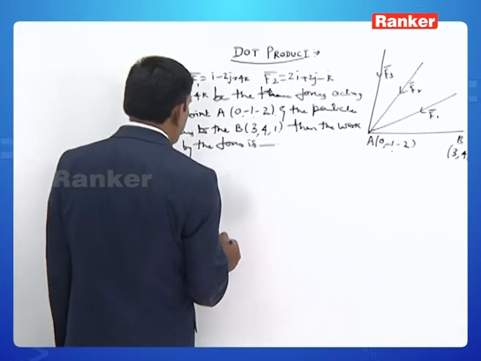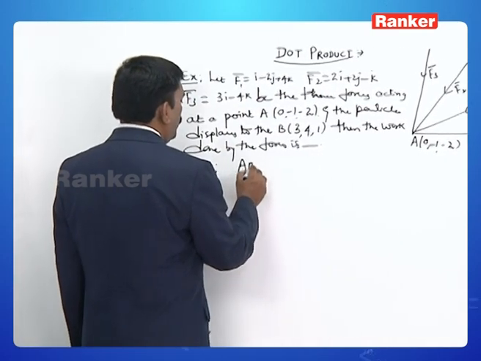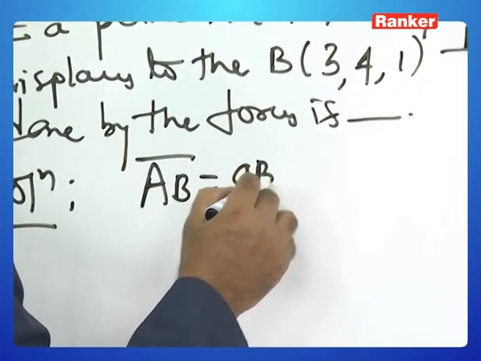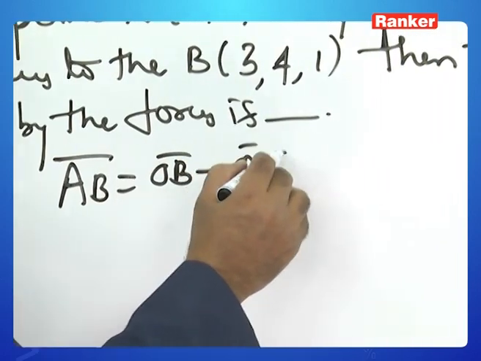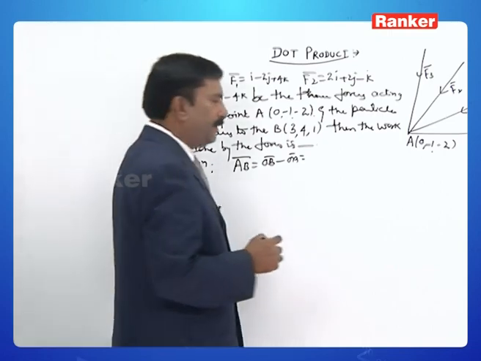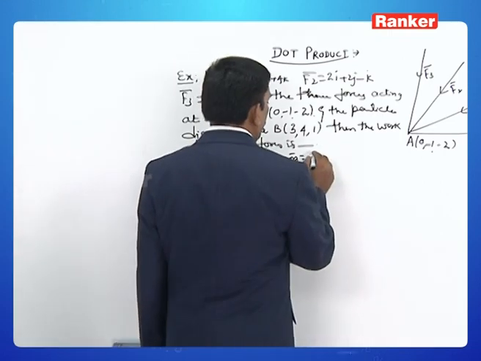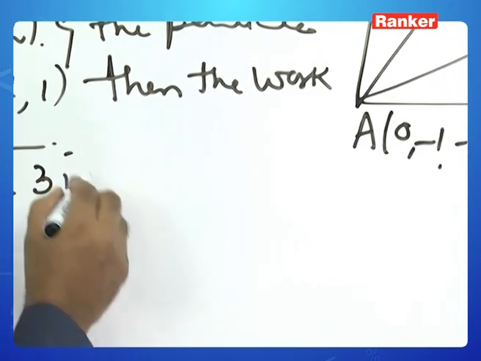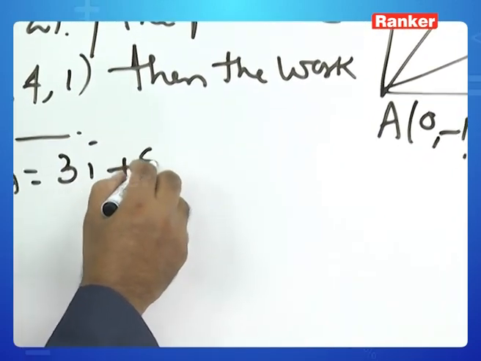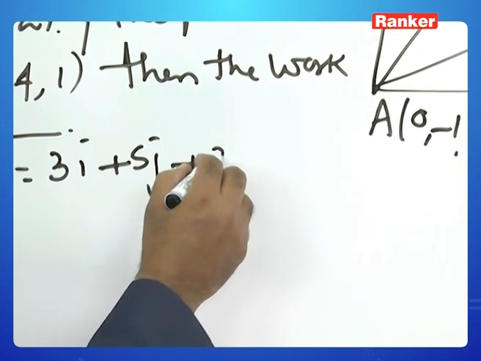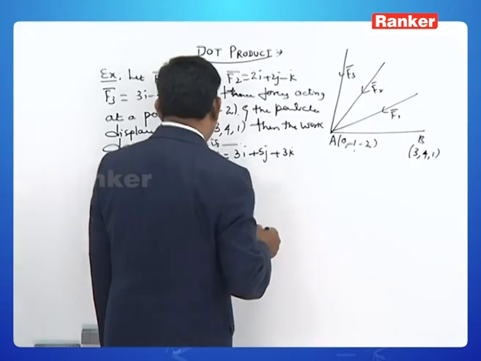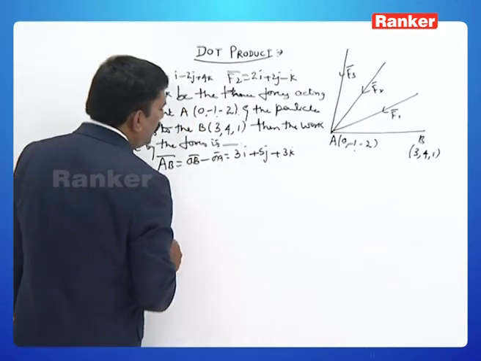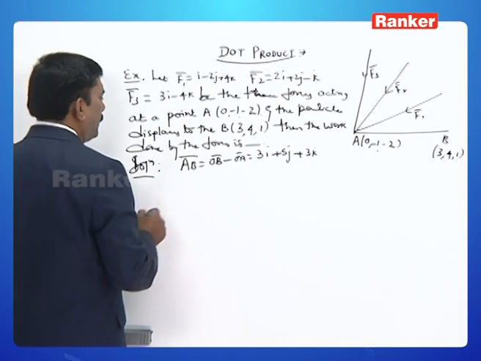So, first you find out AB bar. What is AB bar? OB minus OA. What is OB minus OA? That is 3 minus 0, it's 3i. Next 4 minus (-1), 5j. Next 3k. This is AB bar is 3i plus 5j plus 3k.